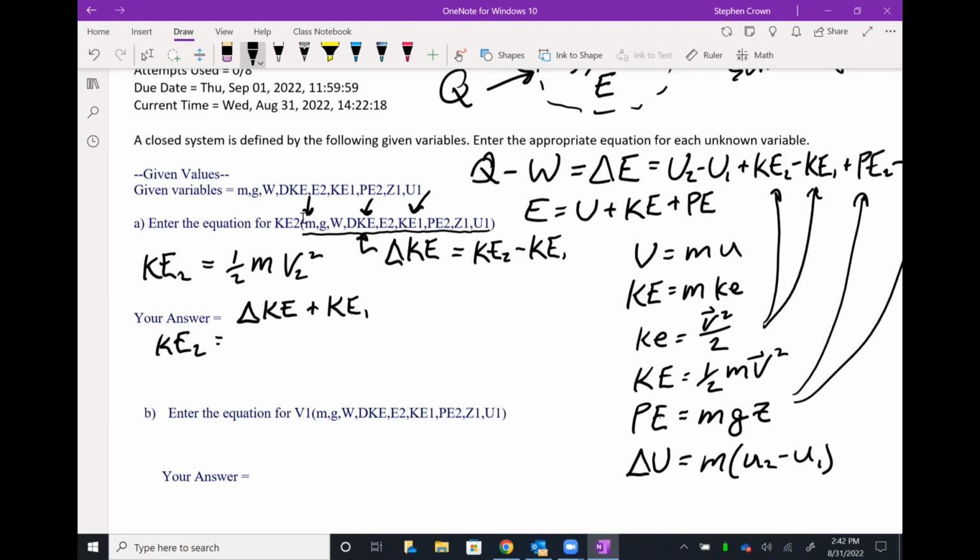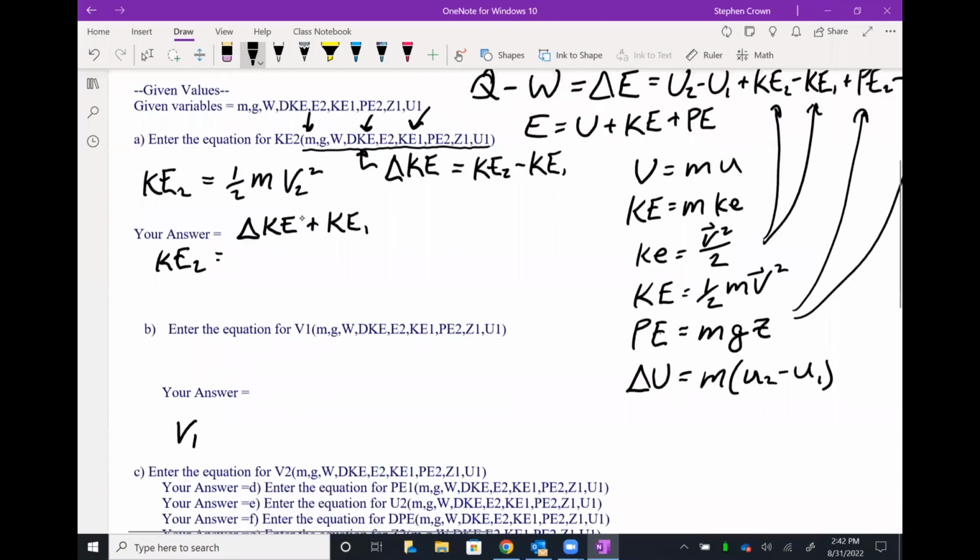Enter the equation for V1. So I'm looking for an equation V1 equals. V1 shows up in the kinetic energy for state 1. So we know that kinetic energy for state 1 equals 1/2 m v1 squared. So I'm trying to solve for v1. I'm given ke1, so I'm given this term on the left. I'm given the mass, and 1/2 is a constant, so I just solve for v1.